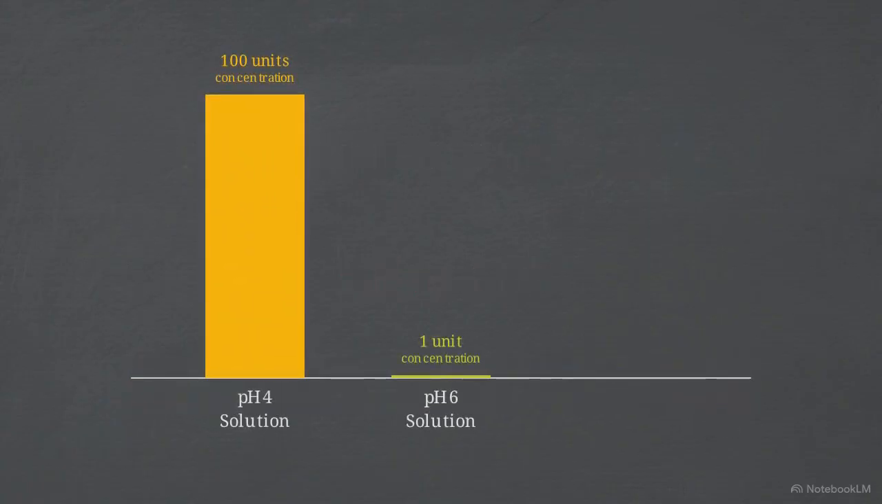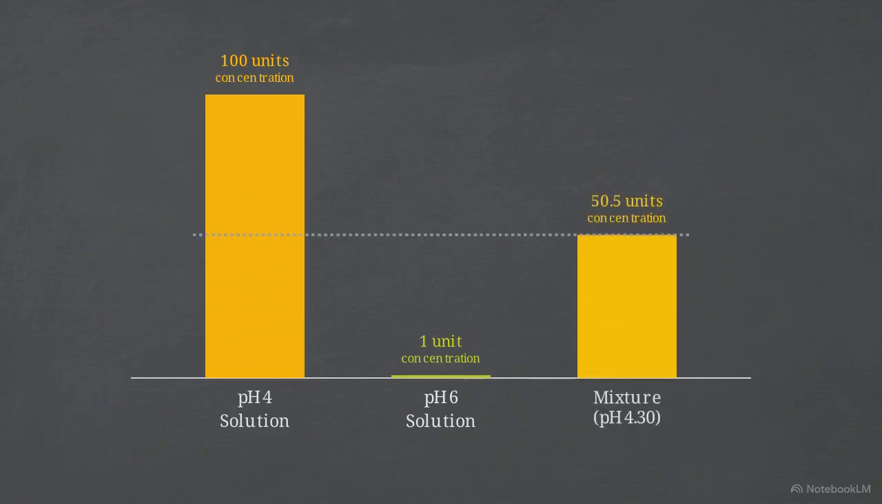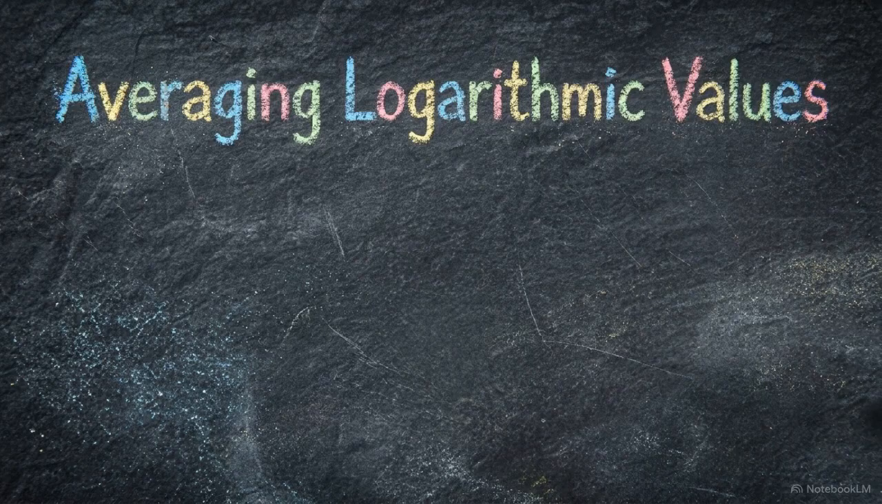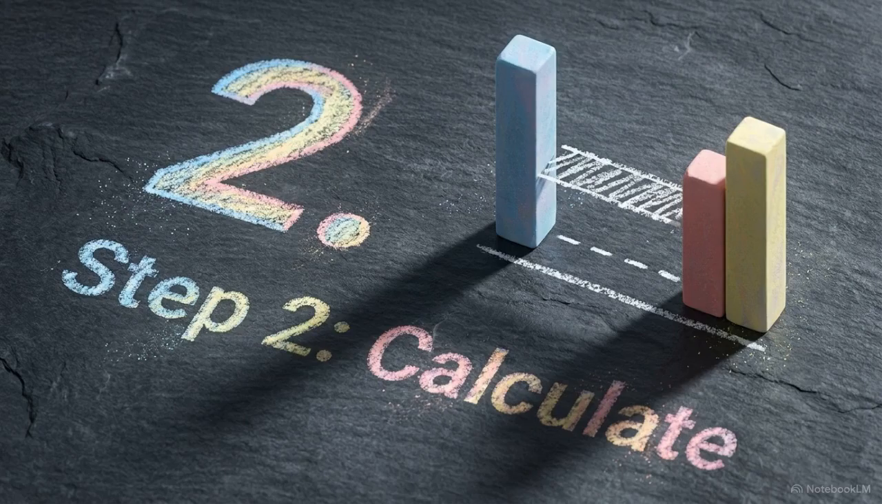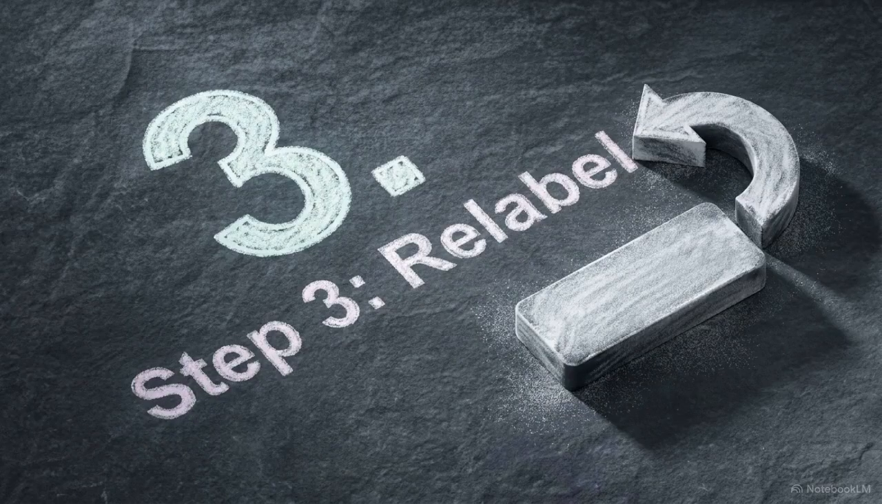This makes physical sense. The concentration in the pH 4 bottle is so much higher that it overwhelms the ions from the pH 6 bottle, pulling the final mixture heavily toward the more acidic side. Averaging pH values correctly requires 3 steps. Convert to their base meanings, average those real amounts, and convert back to pH.